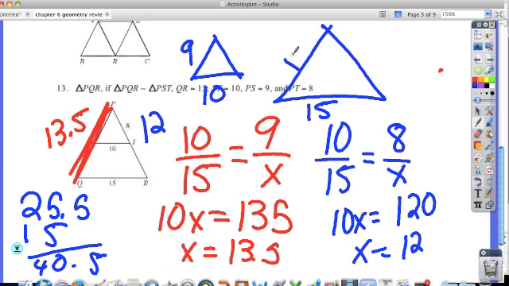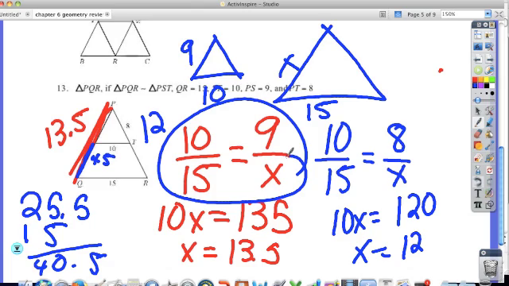That's 15, that's X. Technically, this segment here, well, what's 13.5 minus 9? 4.5. So this part here would only be 4.5. It's not the entire thing. The entire thing is this. If I were asked to find just this length, I would still have to set it up this way and then subtract from that. Okay?